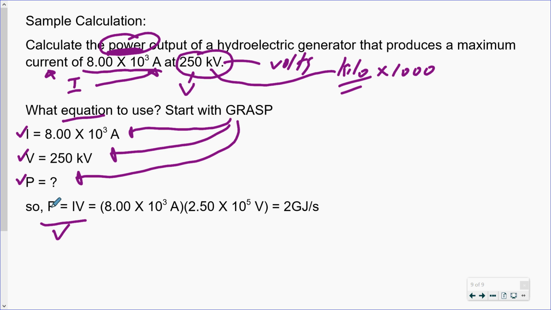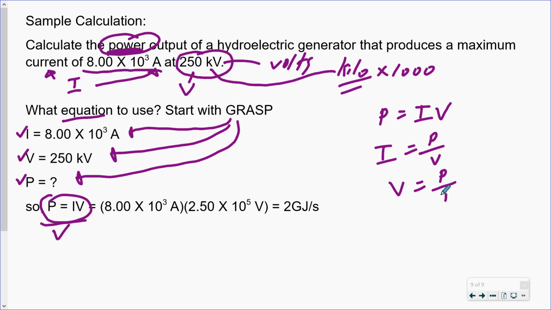So you could have been given the power and the voltage, and you had to solve for the current. So again, as with all equations, you need to know how to rearrange this one. So this is the version that's given to you in your data booklet, but the question might ask for current. So you need to rearrange this. The current equals power divided by the voltage. Or it might ask you for the voltage. And then you need to rearrange it. So voltage is equal to power divided by the current. Okay, and of course, you should be able to do this, to rearrange it, to solve for whatever they are asking for in the question.